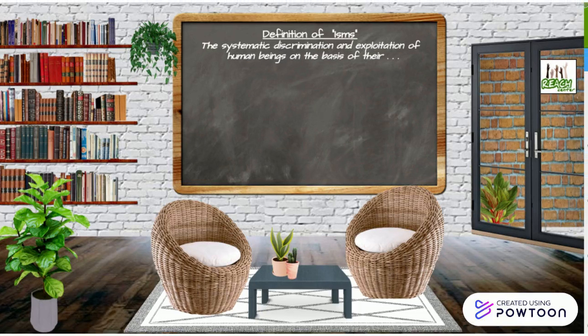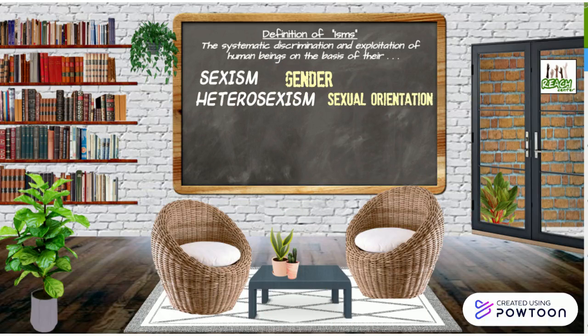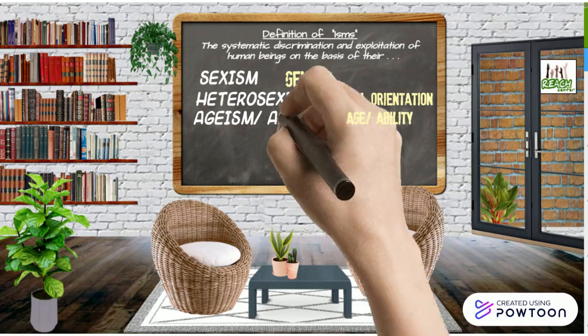Defining the isms. The systematic discrimination and exploitation of human beings based on their gender is called sexism. The systematic discrimination and exploitation of human beings based on their sexual orientation is called heterosexism. The systematic discrimination and exploitation of human beings based on their age or ability is called ageism or ableism.